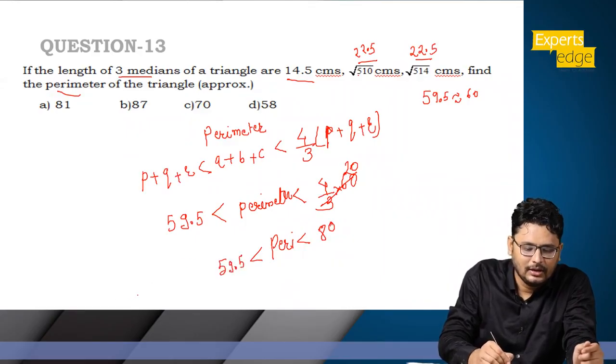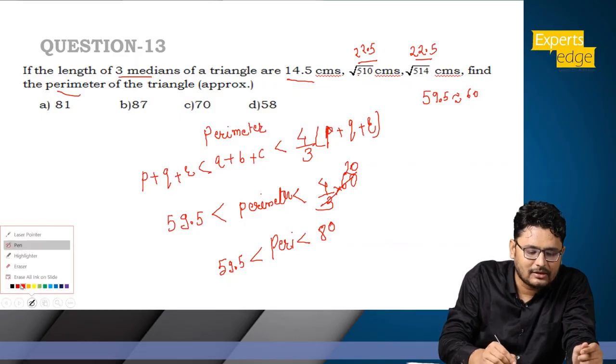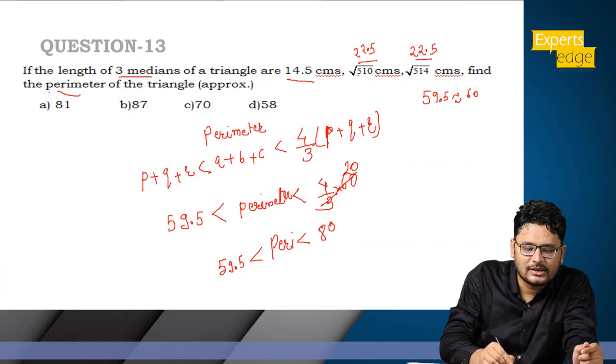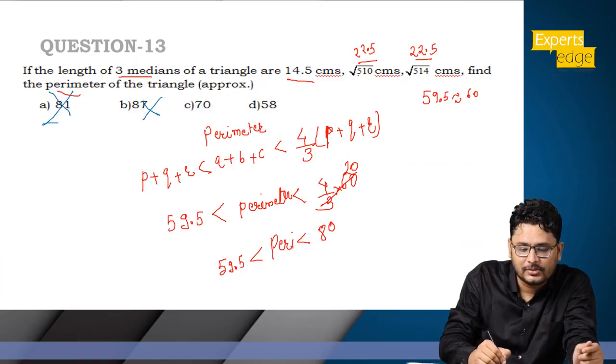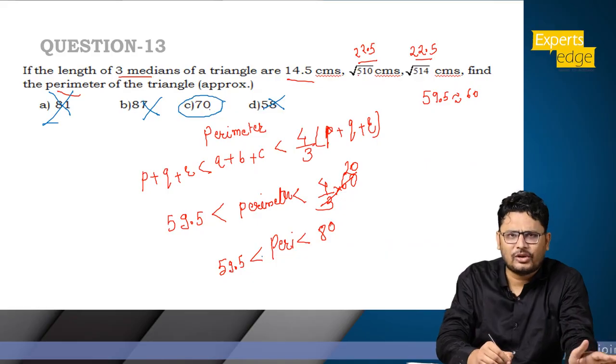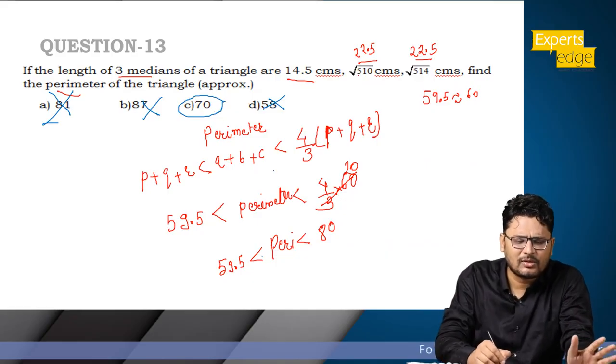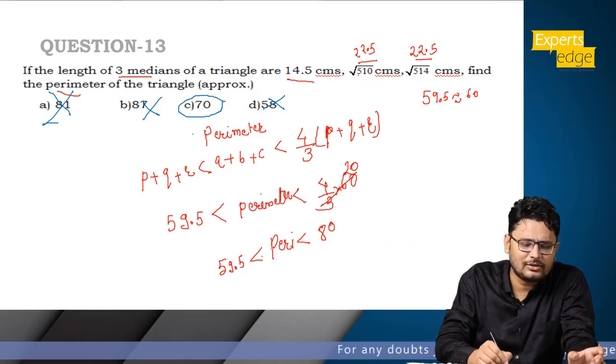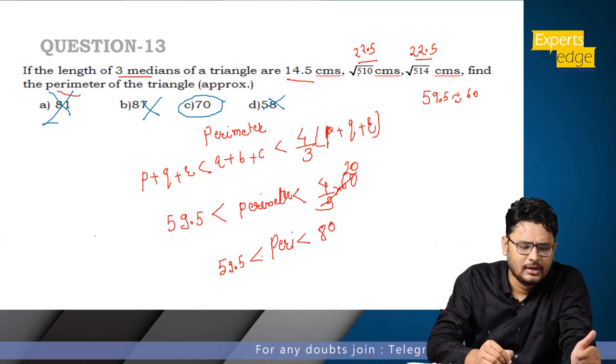So tell me which can't be the answer. Can the first option be the answer? No, it has to be less than 81. तो ये भी गया, ये भी गया. 58, no, it has to be greater than 59.5, तो ये भी गया. The correct answer is 70. Okay, so do you see, मुझे पूरा सॉल्व करने की जरूरत नहीं थी, मुझे बस थोड़ा बहुत पेरीमीटर का रिलेशन पता होता है, तो क्वेश्चन वाज हैंडी.